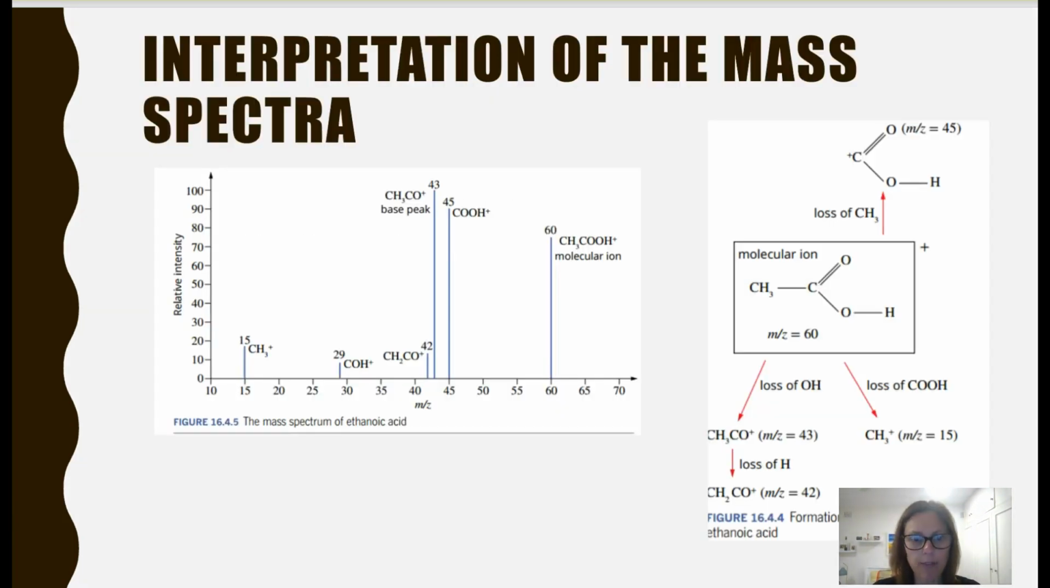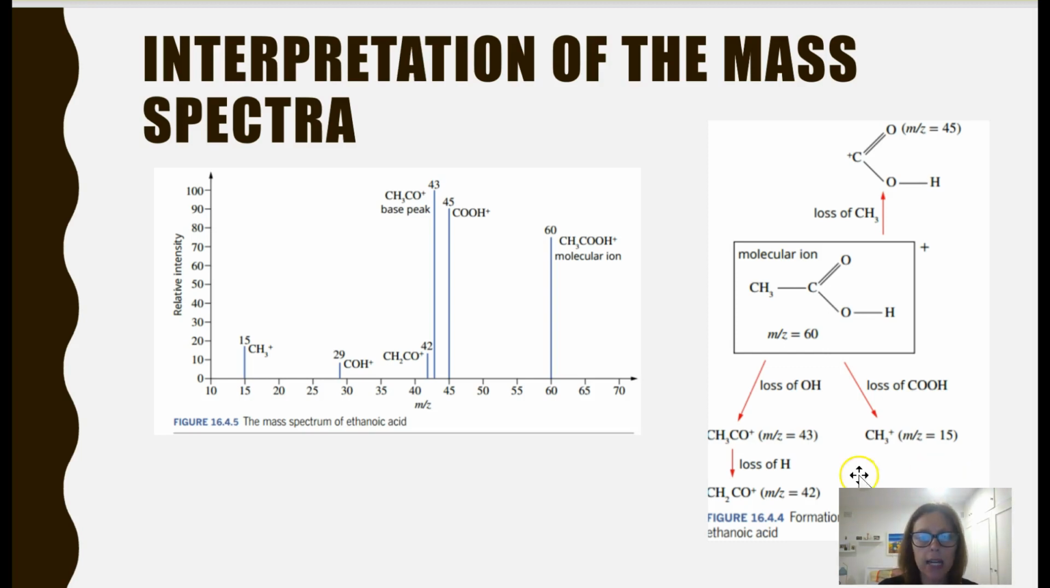So here we have the mass spectrum of ethanoic acid. We're all familiar with ethanoic acid. And we can see over here we have CH3COOH+. That's that one electron that has been lost there. So that is our molecular ion. That also gives us our mass. So the mass of ethanoic acid is 60.